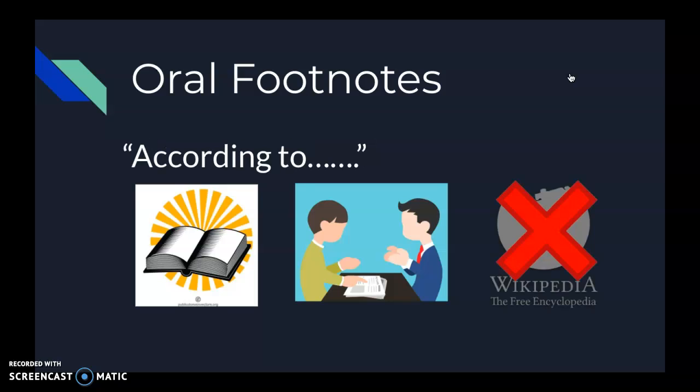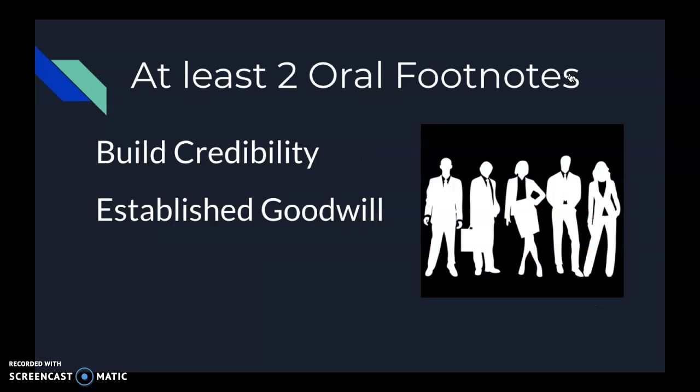But you don't want to take something that's not credible or reliable. A lot of times things on Wikipedia, they're not very reliable. And I know in a lot of college classes, they won't even allow sources to come from there. So when you do your speeches in our class, you have to have at least 2 oral footnotes where you say, according to, or you cite a source.